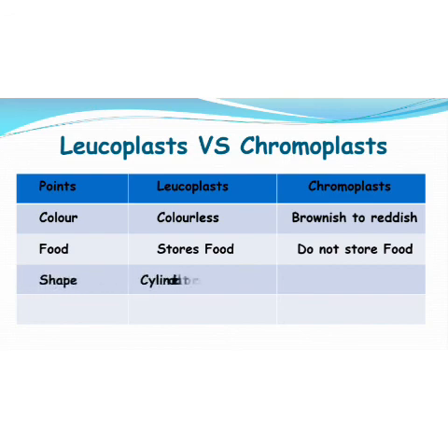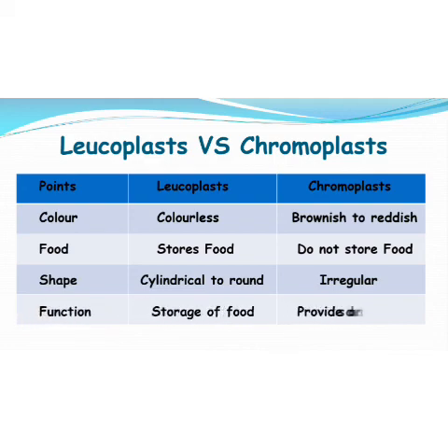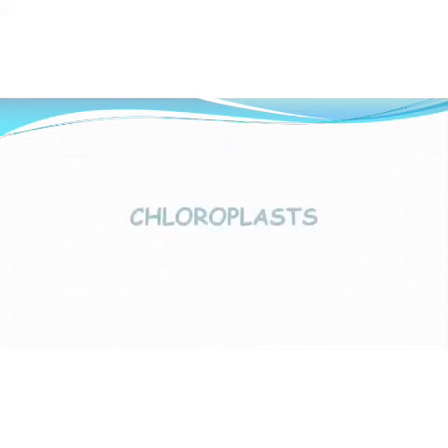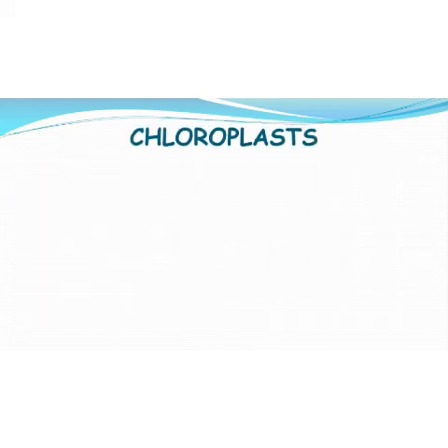If we talk of shape, leucoplasts are cylindrical to round in shape, whereas chromoplasts are irregular. If we talk of function, leucoplast helps in storage of food, whereas chromoplast, according to the name, provides coloration. In the next slide we will talk about chloroplasts.